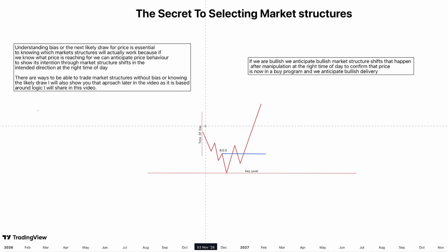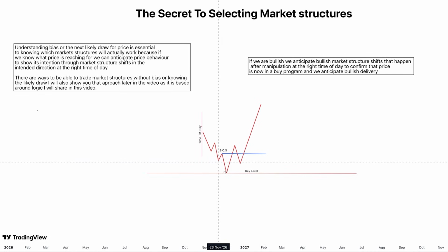I know I've said this before and I'll continue to say it: time before price. The times at which things happen are far more significant than price itself, because if price behaves in a certain way at the right time of day, that highlights intention. And obviously, if we're using the framework of accumulation, manipulation, distribution, we're able to see when price is manipulating and when price is stepping into that distribution phase, if we understand the bigger picture of where price is drawing to, where we might have an anticipation of bullishness in this example.